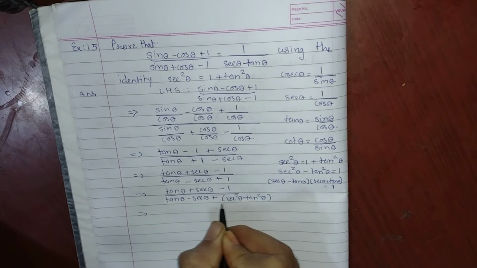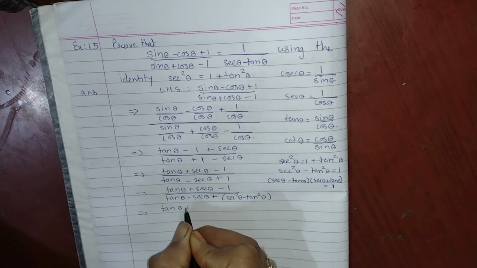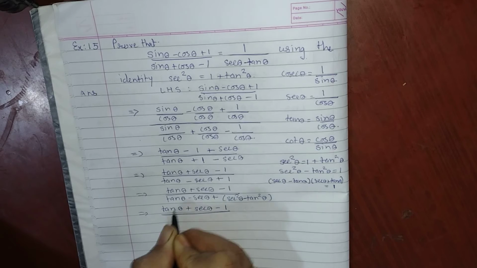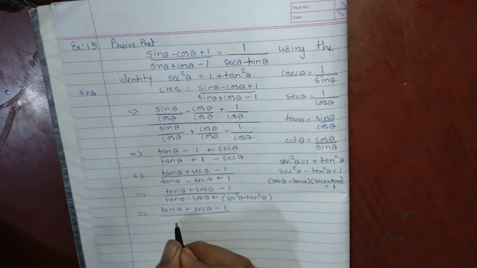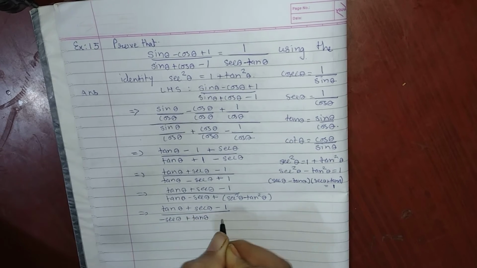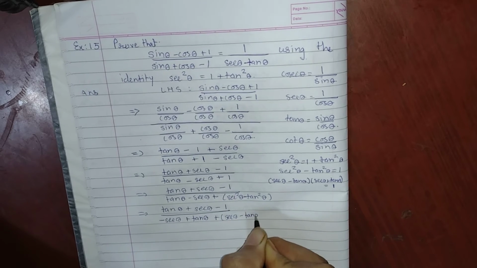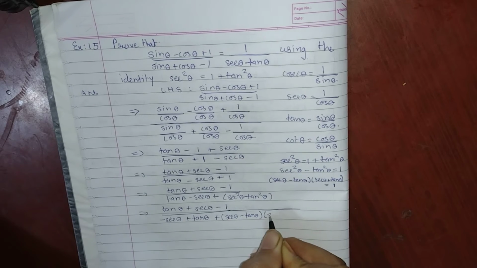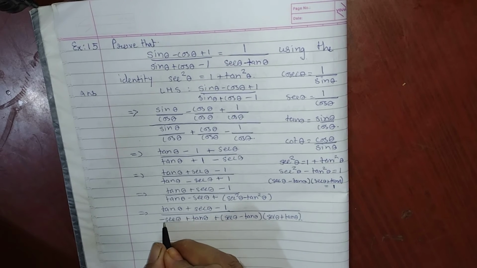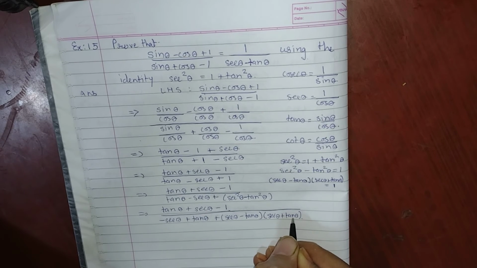Then we will write the expanded form of sec square theta minus tan square theta. So in the numerator we write tan theta plus sec theta minus 1, upon, I will rearrange this again because here it is given in this form. So I will write minus sec theta plus tan theta, plus, sec theta minus tan theta, and in the second bracket I will expand it and write sec theta plus tan theta.